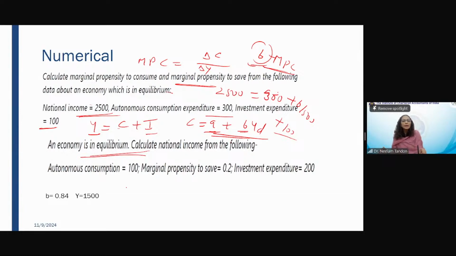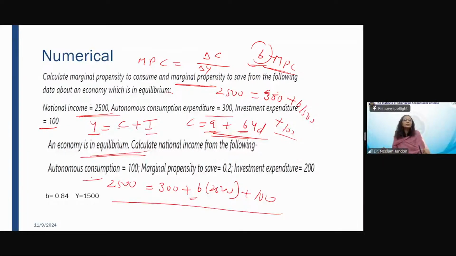Okay, so you can get the value of B. That is 2,500 is equal to 300 plus B times 2,500 plus 100. You will get the value of B. Once you get the value of B, that will be the marginal propensity to consume. 0.8, I believe so. Okay. Then the autonomous consumption. What is autonomous consumption? Autonomous consumption is A.